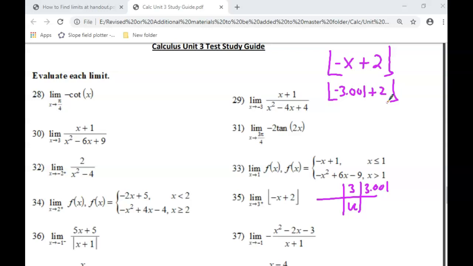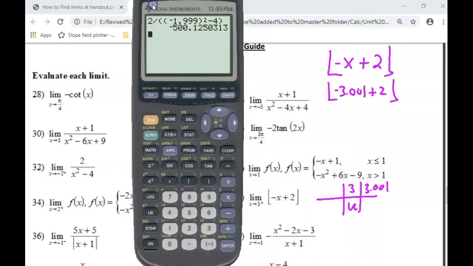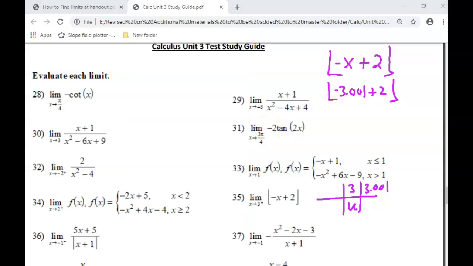What is negative 3.001? I'm sorry, I'm having a bit of a brain fart. You guys are probably going to think I'm stupid, but I'm going to do this in the calculator just a second. 3.001 plus 2. There we go. So what we end up with is negative 1.001.